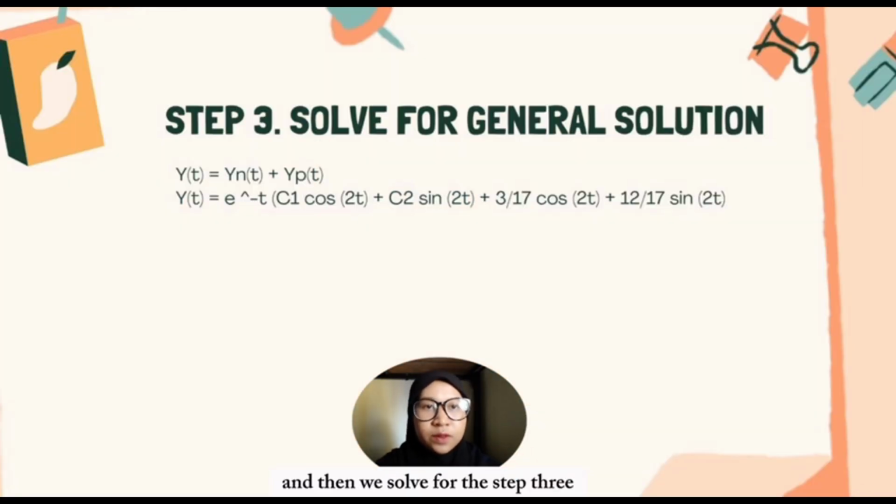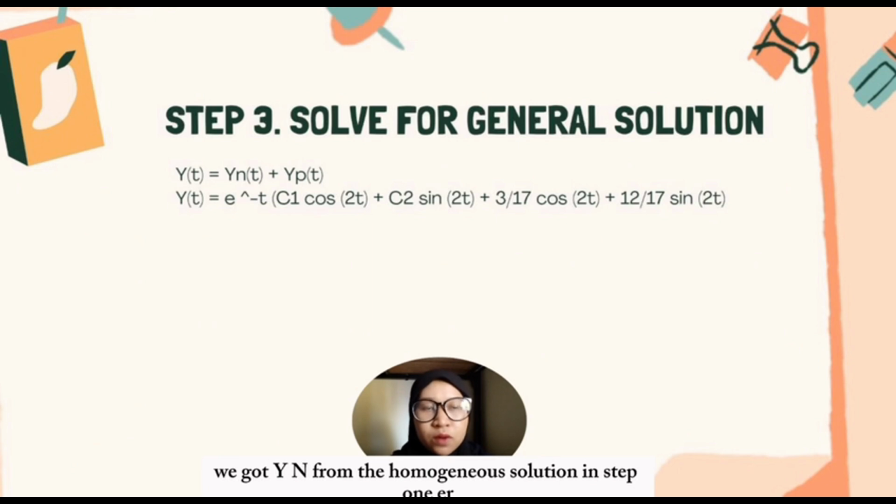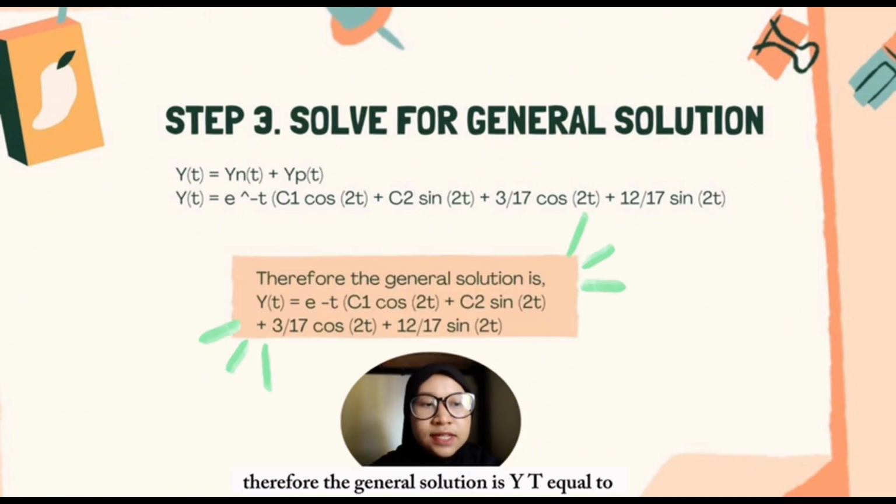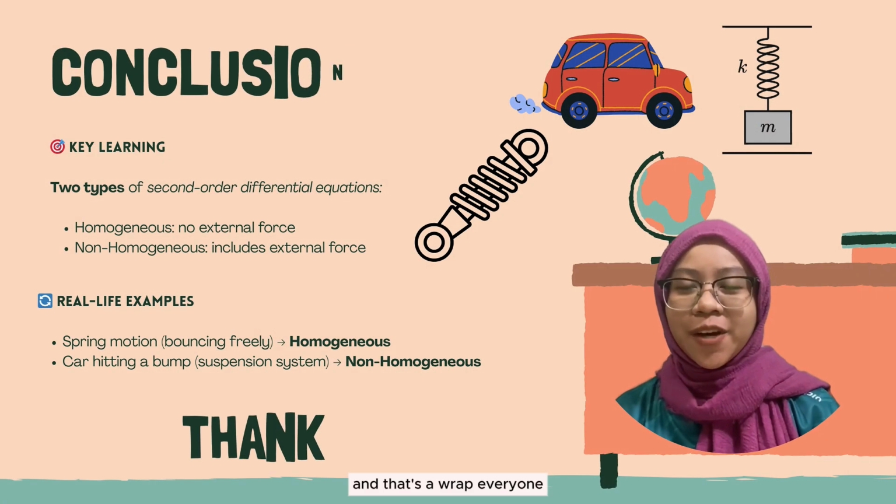Then step 3 is to solve for the general solution. We substitute into the formula y equal to yh plus yp, where we got yh from the homogeneous solution in step 1. We get e to the power of negative t multiplied by c1 cos 2t plus c2 sin 2t, plus 3 over 17 cos 2t and 12 over 17 sin 2t. Therefore, the general solution is y(t) equal to e to the power of negative t multiplied by c1 cos 2t plus c2 sin 2t, plus 3 over 17 cos 2t plus 12 over 17 sin 2t. And that's a wrap, everyone.